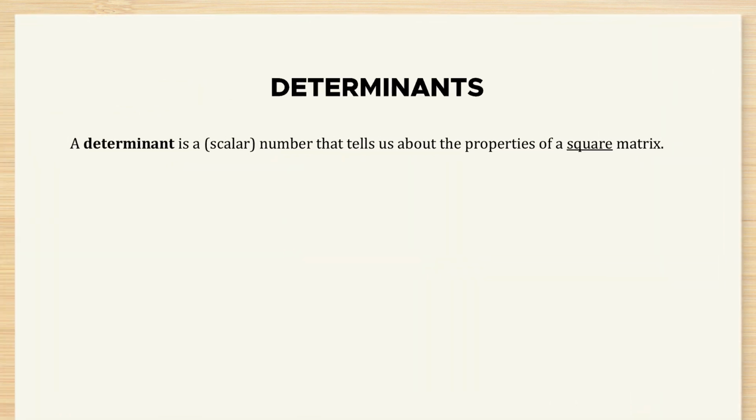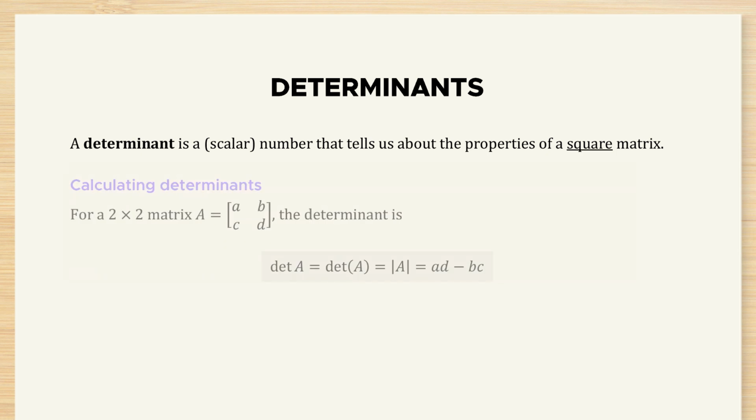A determinant is a single scalar number that tells us about the properties of a square matrix. This lesson will be about how to get a determinant from a matrix, starting with 2x2 matrices. For a matrix A of the form [a, b; c, d], the determinant is given by the formula ad minus bc.